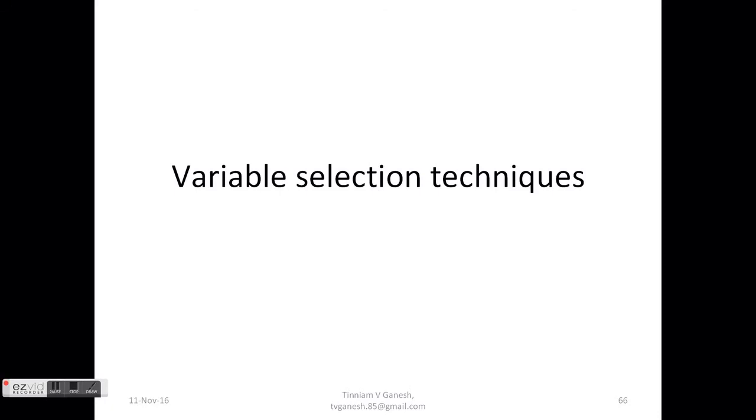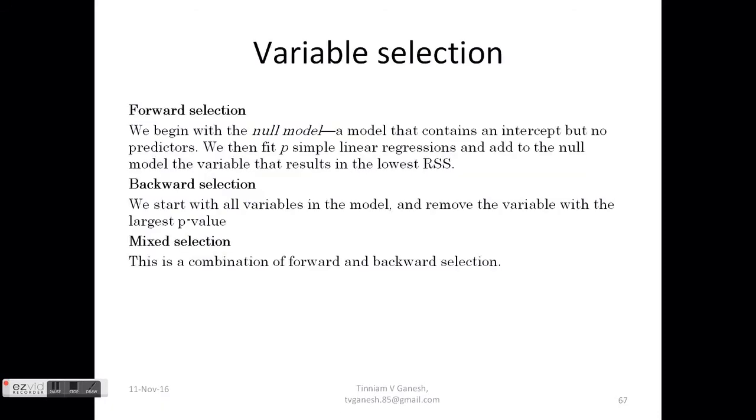Now let us look at variable selection techniques. We saw in the earlier advertising example that newspaper did not influence the sales of the product at all, whereas TV and radio advertisement significantly improved the sales of the product. We determined that newspaper was not required because it had a very high p-value.